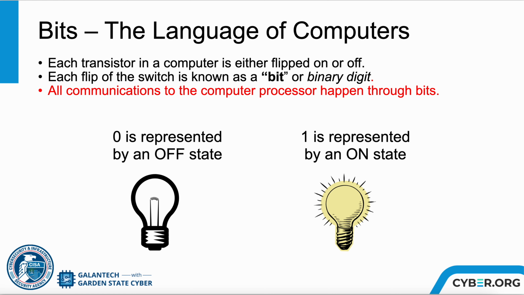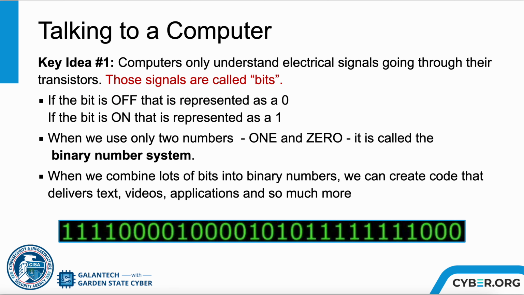So, bits are the language of computers. Each flip of the transistor is a bit, or binary digit. So binary is on or off, yes or no, true or false. So it's 0 or 1. The idea is computers only understand electrical signals. Once a transistor receives a signal, it turns on or it turns off. That is it. And that's the binary number system.